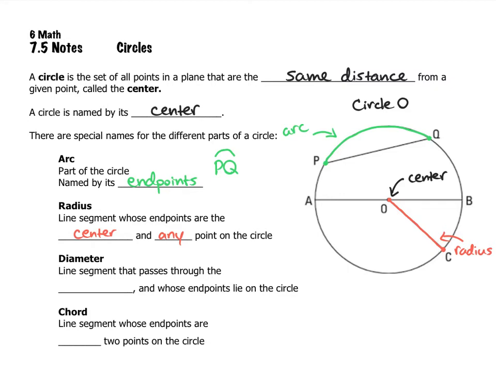Next, we have diameter. The diameter of a circle is also a line segment, but it's a line segment that passes through the center, and it has endpoints that lie on the circle. So again, in this diagram, there's a diameter drawn. The diameter is the line segment that goes from point A to point B and passes through point O, which is, again, the center of the circle. So this is the diameter of the circle.